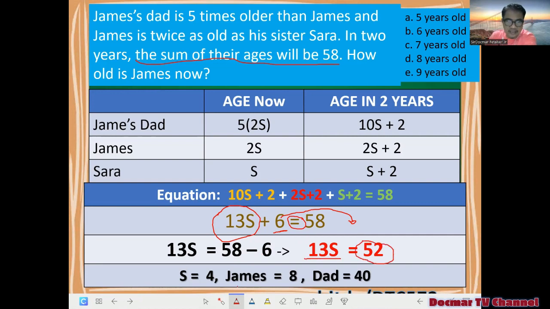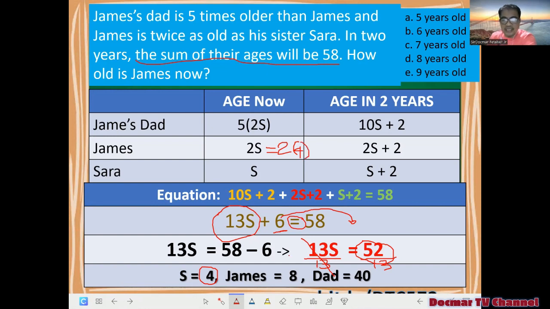And we have 13S. So of course, we have to divide this by 13, para sa kabila ay 13 din, no? Okay. So what remains is only S. So, 52 divided by 13 is equal to 4. Now, since Sarah is 4, of course, we have to substitute here. So, what will be the age of James? 2 times 4, of course. Ilan? 2 times 4 is 8. Napakadali. So, the age of James is 8.